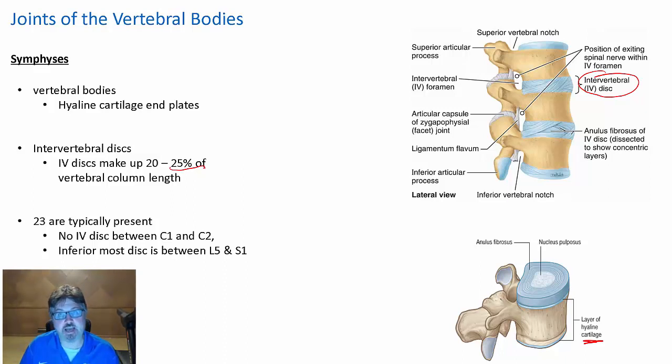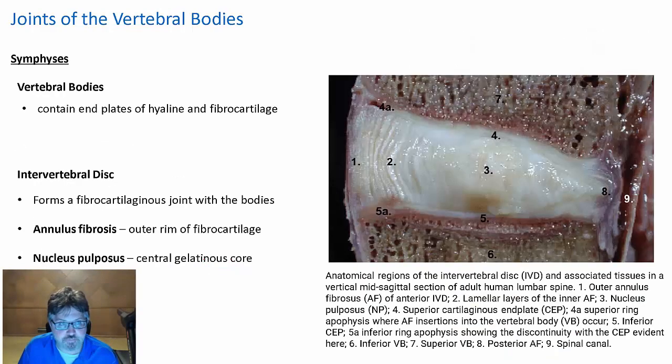And of course, do notice that most of the bones do have an intervertebral disc, but there are some exceptions. Between C1 and C2, there is no disc. And from below the first sacral vertebra, all the vertebrae are fused together. So you'll find the inferiormost disc at L5 to the S1 vertebrae, at that level.